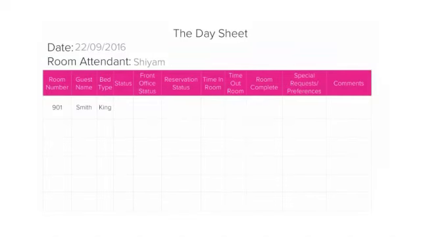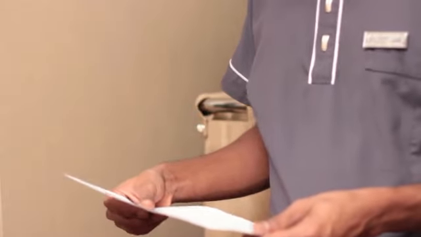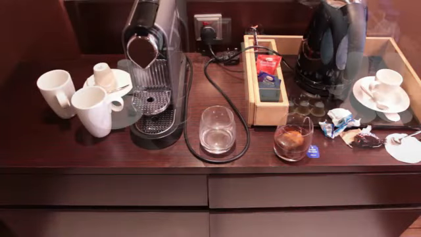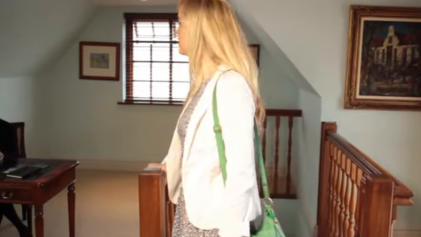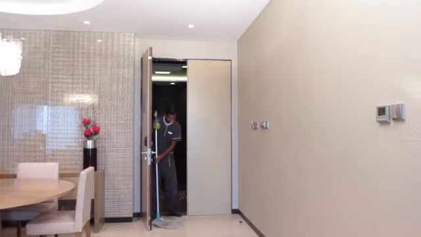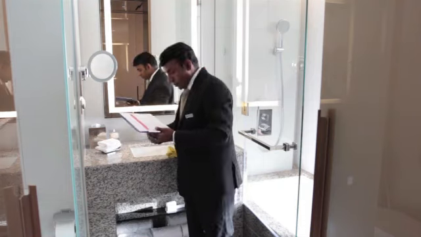The day sheet also tells us the status of the room. This will be defined in detail throughout the course, but for now, your day sheet will show if the room is dirty or clean. This defines if it is ready for a new arrival, or if it still needs to be cleaned or inspected.